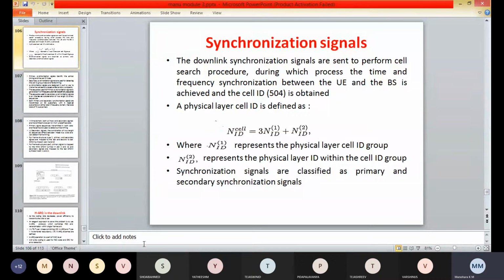So the two types of eMBMS transmissions are single cell transmission and multi-cell transmission. So there are three different types of downlink reference signals. So can anyone tell what are the types of downlink reference signals? Anyone?